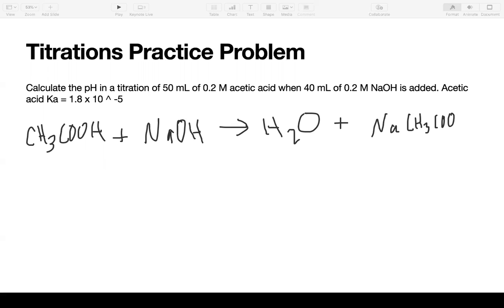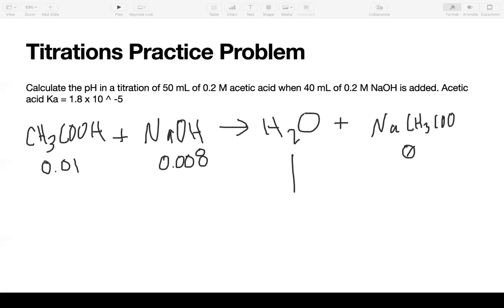And now we could do our ice table. So water, we know we don't care about because it's a liquid. It remains constant. NaOH, we had determined we have initially 0.008. And for acetic acid, we said 0.01. And then for sodium acetate, we have initially 0.